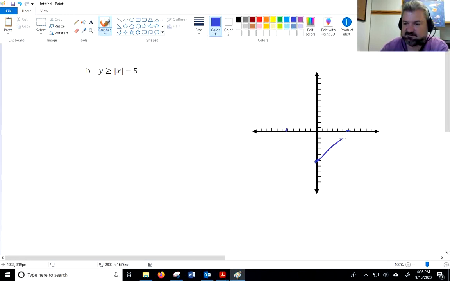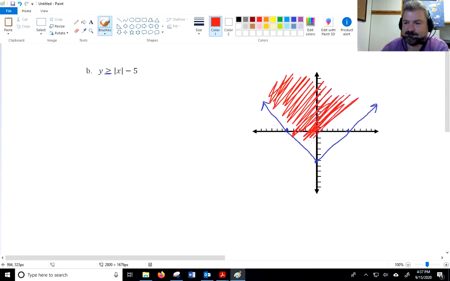And it is a solid line because of the bar underneath. Remember, this is what tells me to make it a solid line, that it's greater than or equal to. And I want to shade where the y's are greater. So that's up here. Okay? And I'm being a pretty sloppy shader right now, but you get the idea. It's all of this stuff.